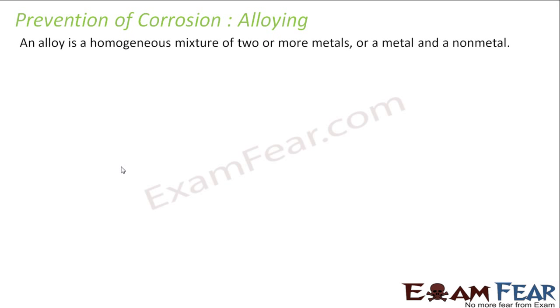Now let's see the third process called alloying. An alloy is a homogeneous mixture of two or more metals, or a metal and a non-metal.